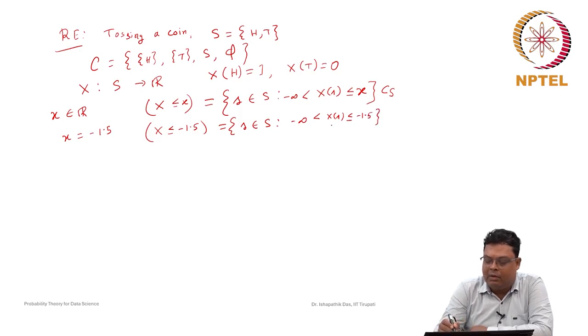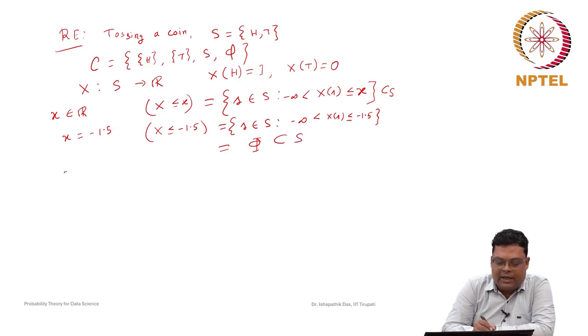Now, which S satisfy this relationship? Because X of head is 1 and X of tail is 0, none of these values satisfy it. So this is nothing but the null set. Basically, it is a subset of S.